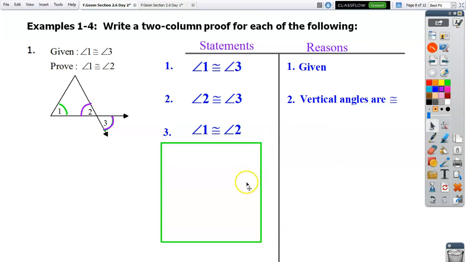And then lastly, we've got angle 1 is congruent to angle 2 because of the transitive property. Angle 1 is congruent to angle 3, and angle 2 is congruent to angle 3, so angle 1 is congruent to angle 2.